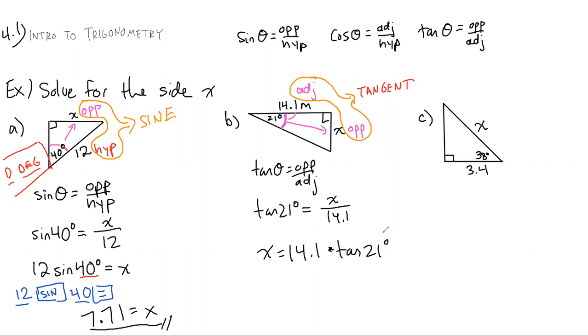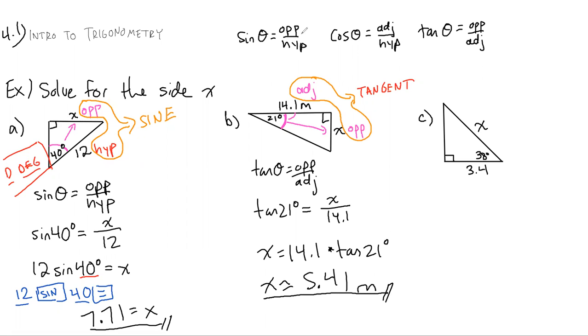Your calculator should have a tan button right near the sine and cos buttons. So this calculation is 14.1 times tan 21, and I'll get x is about 5.41. Note that in this problem, I have a little meters for that one length. That means all of my lengths should be measured in meters, so I'll add an m for my x value there.